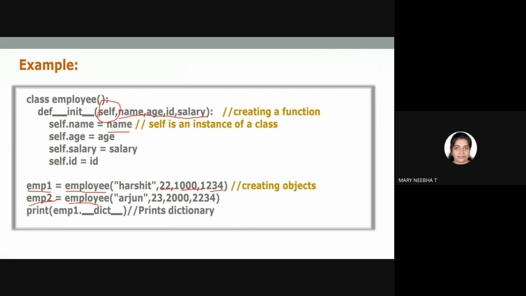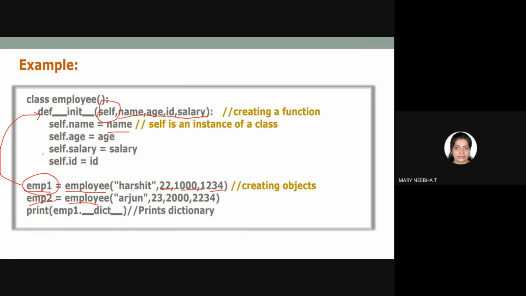Whenever an object is created, I am not calling this init function. I have not used it anywhere. I have not called the init function using this object, like emp1 dot init. Whenever an object is created, the interpreter automatically calls this function.